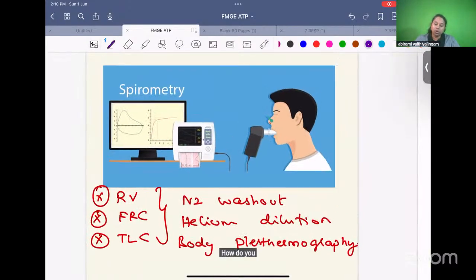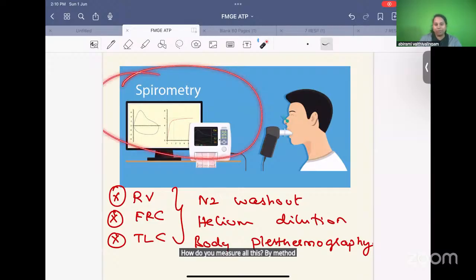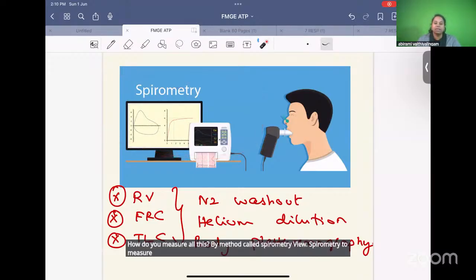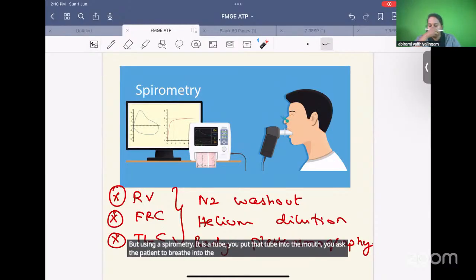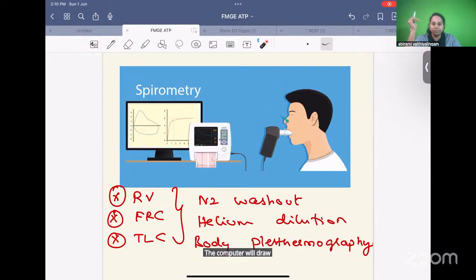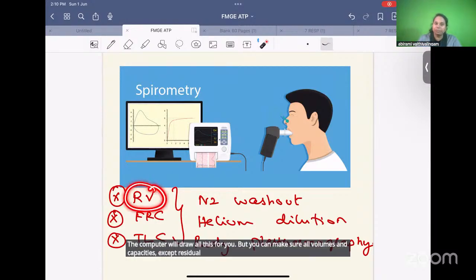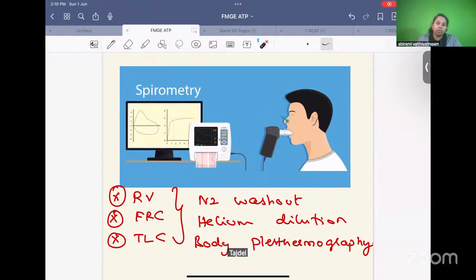How do you measure all this? By a method called spirometry. We use spirometry to measure all this. It is a tube. You put that tube into the mouth and ask the patient to breathe into the tube. The computer will draw all this for you. But you can measure all volumes and capacities except residual volume, because residual volume doesn't come out at all. Only the air that comes out will go into the tube and the monitor will measure that. Residual volume is not coming out at all. So spirometry cannot measure residual volume.